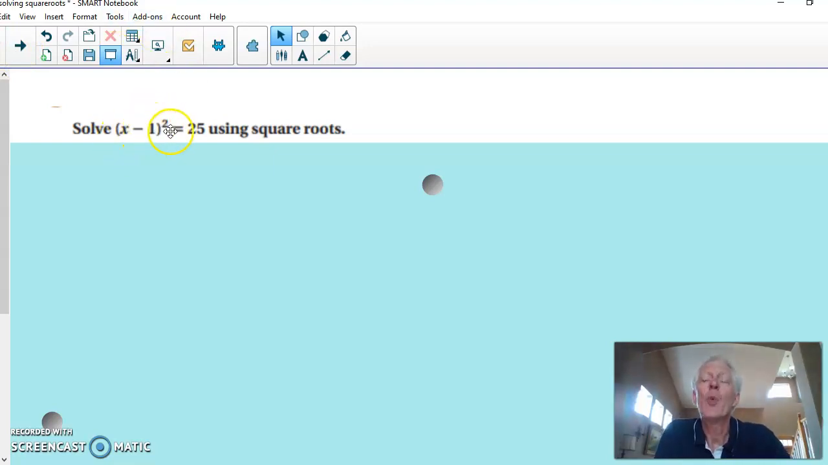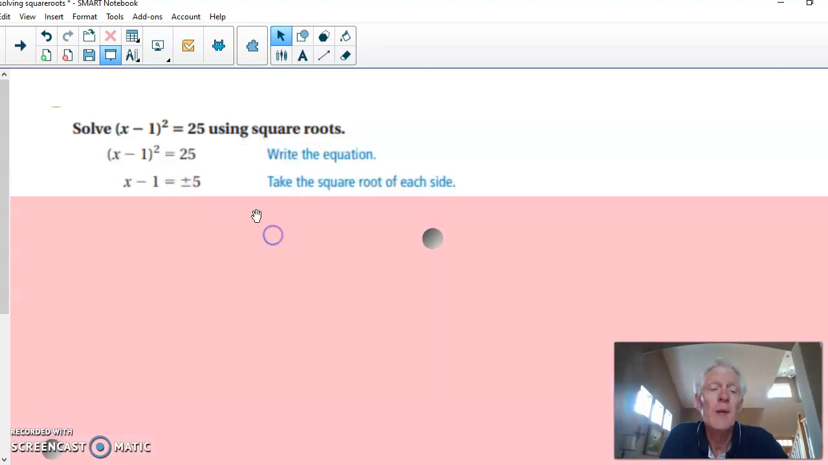x minus 1 squared equals 25. We can still do this. We'll take the square root of both sides. And this looks weird, but it makes it very easy. Well, the square root of x minus 1 squared is x minus 1. Now remember, this is plus or minus 5. Now we're getting a little trickier. So we've got to make two equations. x minus 1 equals 5, and x minus 1 equals negative 5.